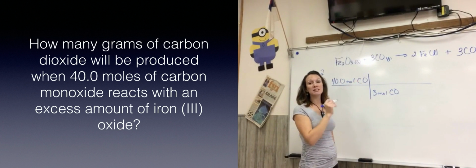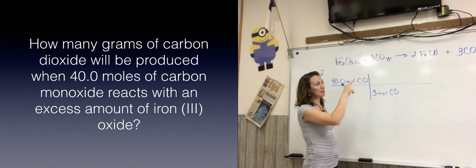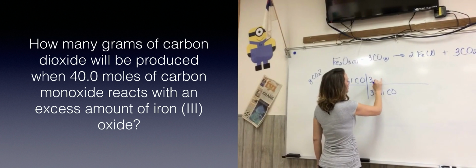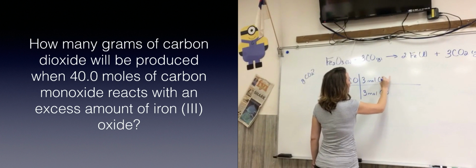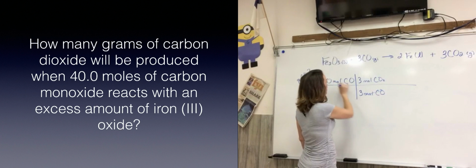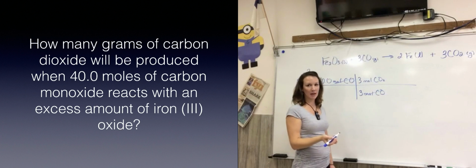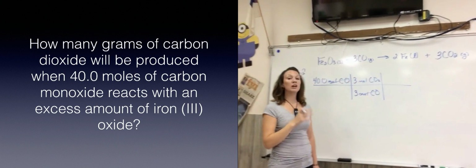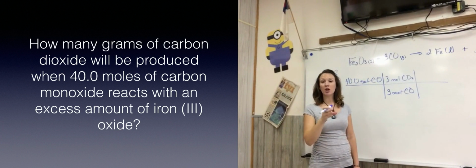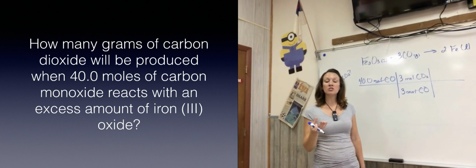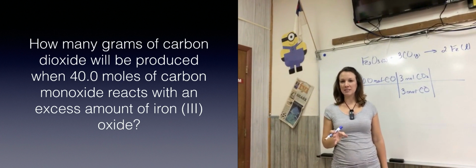Next, we need carbon dioxide up on top. I'm going to look at my coefficient for carbon dioxide. I have a 3. So I'm going to put 3 moles of carbon dioxide up on top. So the moles of carbon monoxide are going to cancel each other out. Now from here, we are allowed to convert from moles of carbon dioxide to grams of carbon dioxide. In order to do that, this is where that molar mass comes into play.